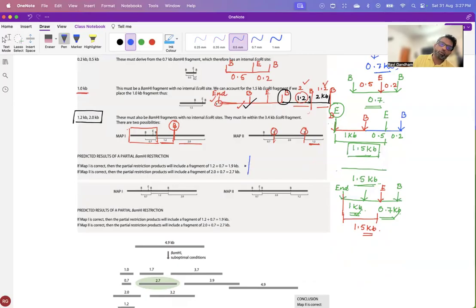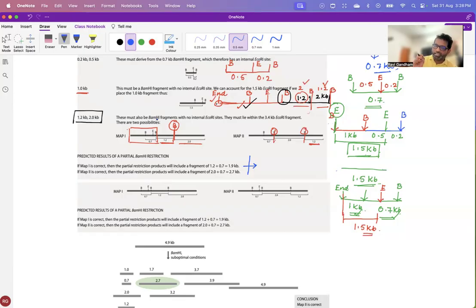Now why we go for partial digests is mainly because we already know that BamHI is cutting at all those sites at the ends, but we want to know if it is cutting in the middle somewhere. On partial digestion, the site present in the middle would not be cut to completion and would lead to a combined fragment.